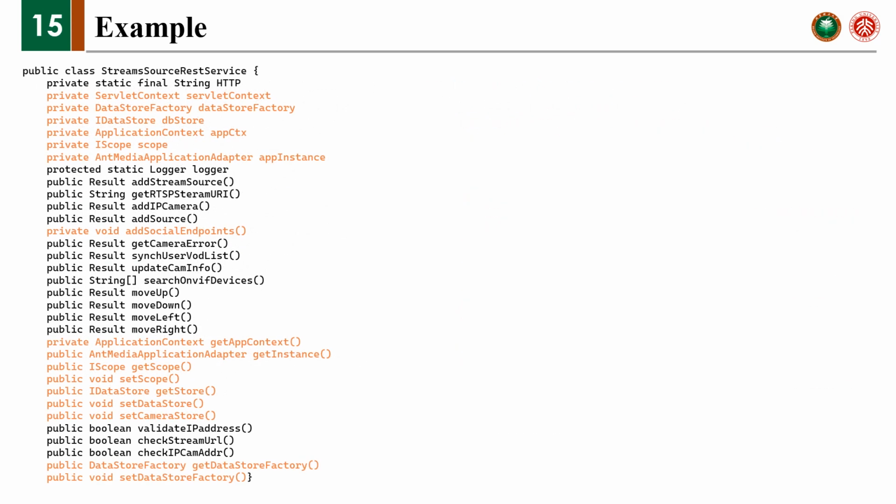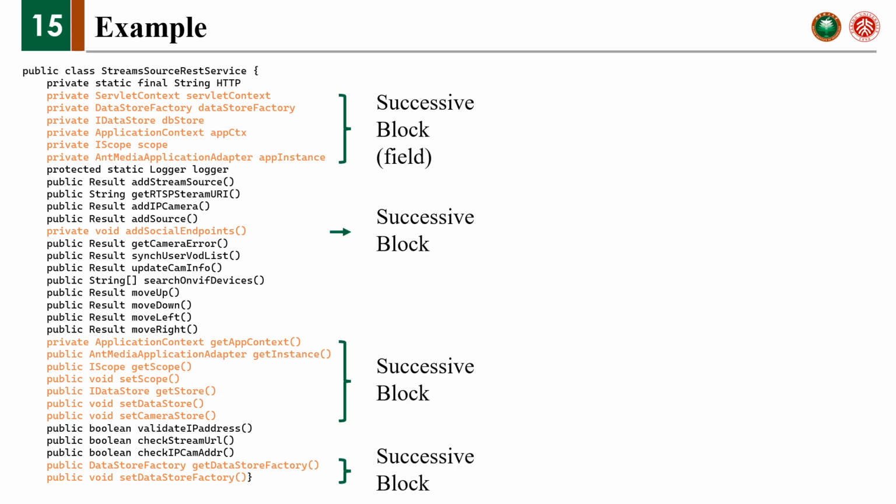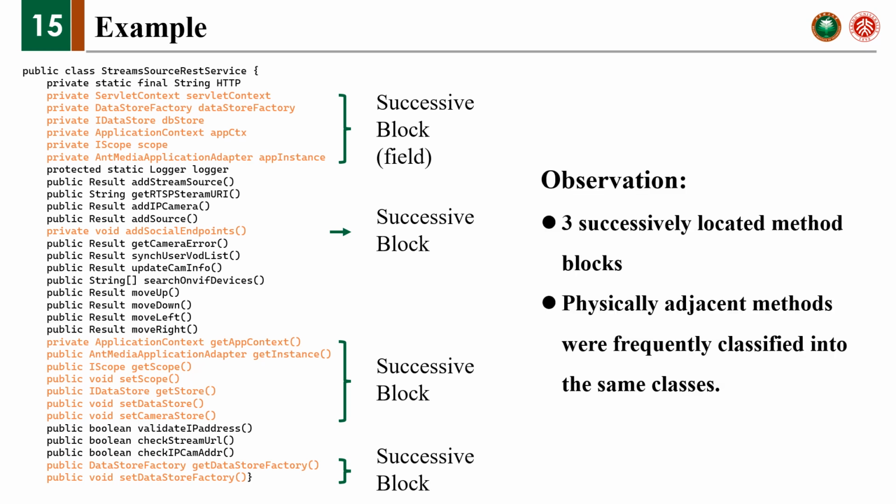Observe the original class. We found that the extracted elements are located in a few successive blocks. 3 blocks of successively located methods were extracted into the new class. That is, the 10 extracted methods are not uniformly distributed across the document, but gathering in 3 consecutive physical regions. Also, physically adjacent methods were frequently classified into the same classes. Among the 24 pairs of adjacent methods, only 1/5 were broken by the class decomposition.